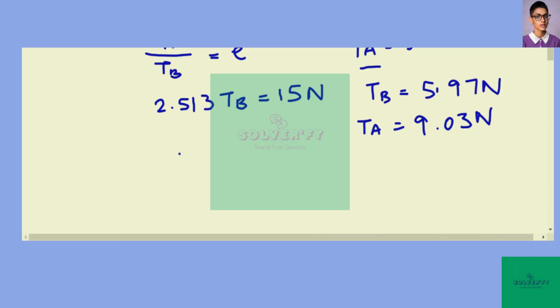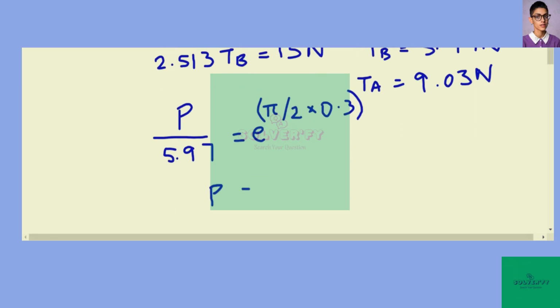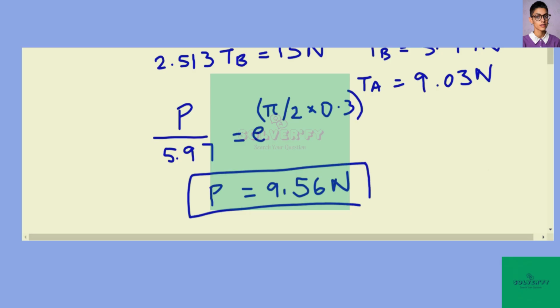So since P is the direction of impending slip, we have P over TB, which is 5.97, is equal to e to the power of the angle, which is pi over 2, times the kinetic coefficient of friction in this case, because the drum doesn't move. And so we have P to be equal to 9.56 newtons. And that's our answer to this question.